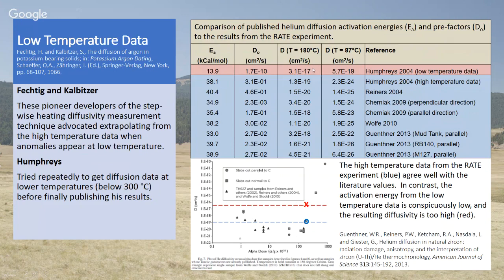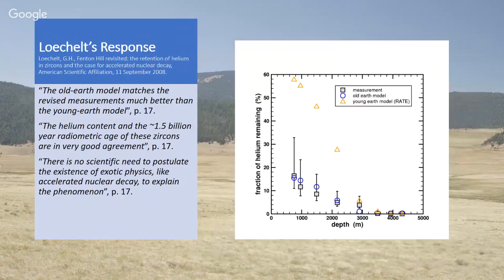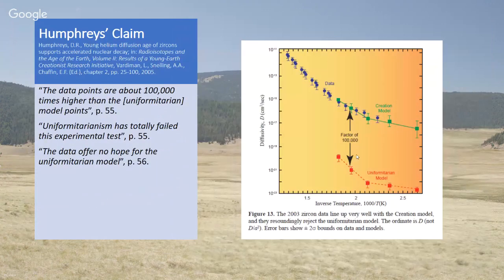And what's interesting is if you extrapolate this down to even lower temperatures, you're seeing diffusivities here of 5 times 10 to the minus 19, where everyone else is in the minus 24, minus 25 range. Now remember, Humphreys was saying, if I go back, how can you account for a factor of 100,000 difference between the model, the old Earth model, and the measured data? How can you account for that?